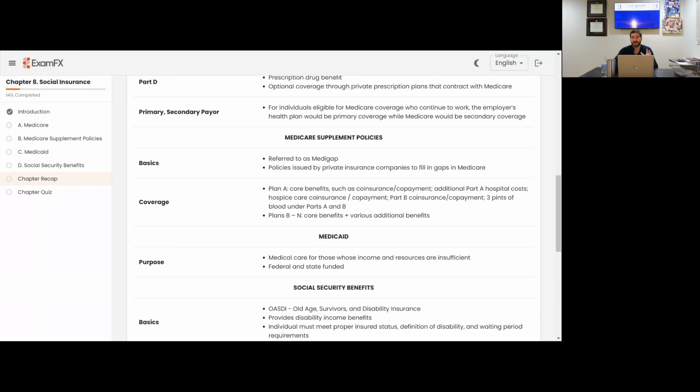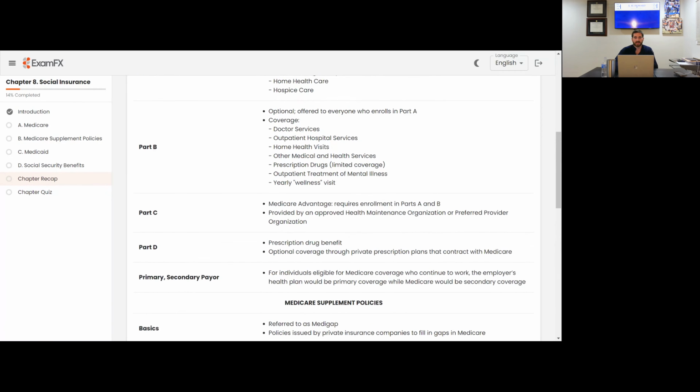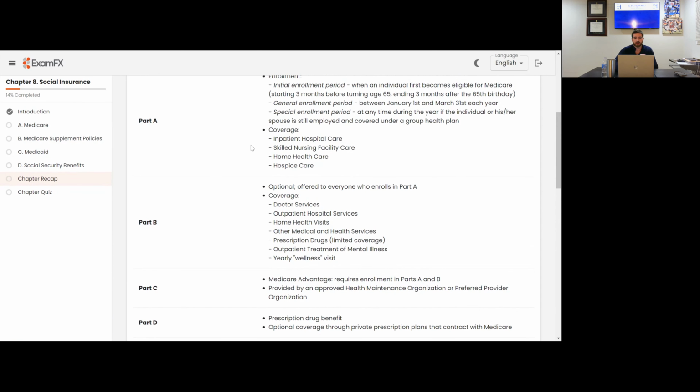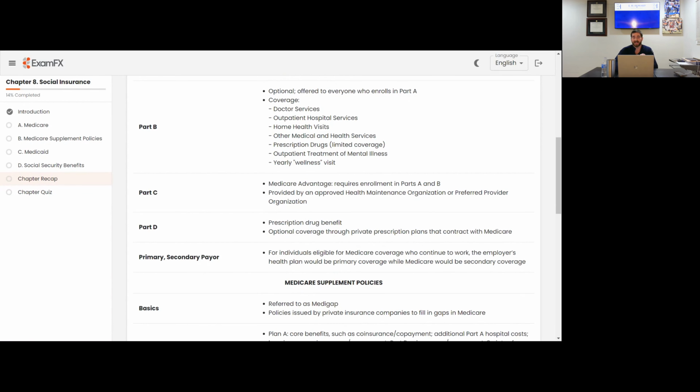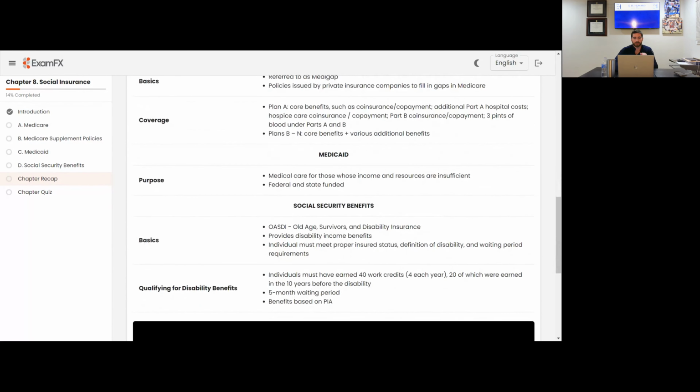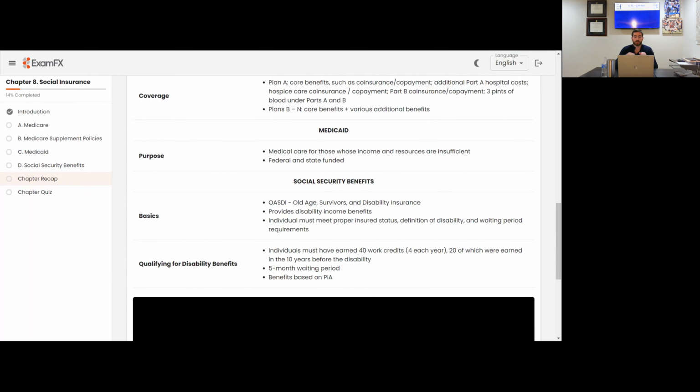Guys, I don't think you'll have a lot of Medicare supplement questions, but it's very important to know they're probably primarily going to test you over Part A, B, C, and D. So just know that Part A is very basic hospital coverage. Part B is the extras, the extracurricular type of hospital coverage. Part C is Medicare Advantage, and then Part D is prescription drugs. So understand that.